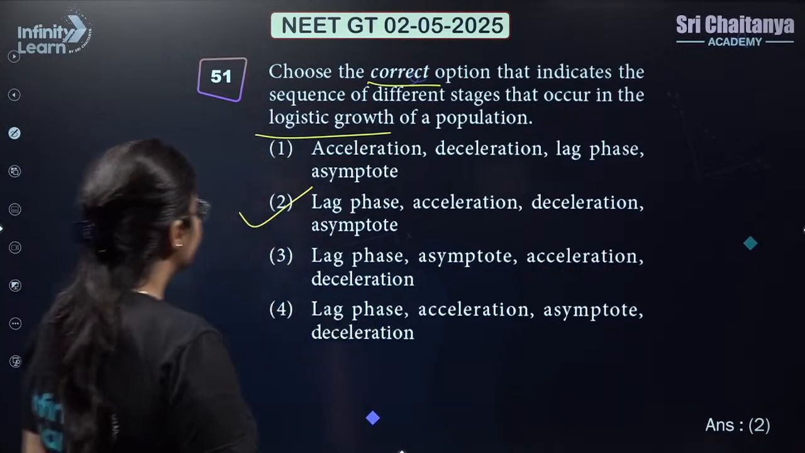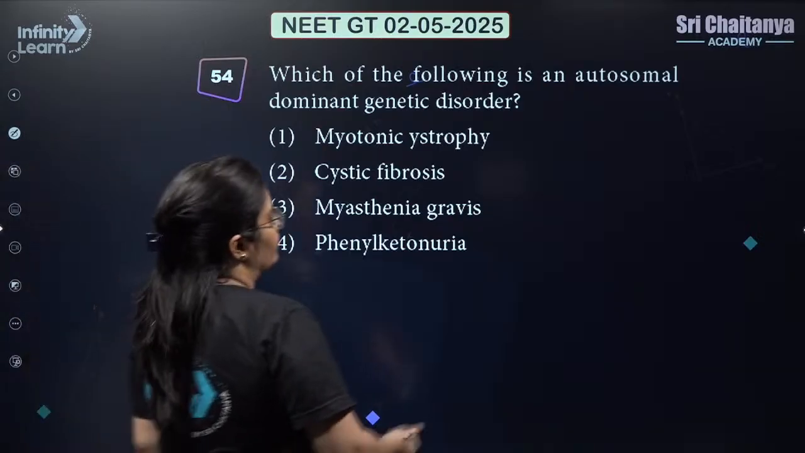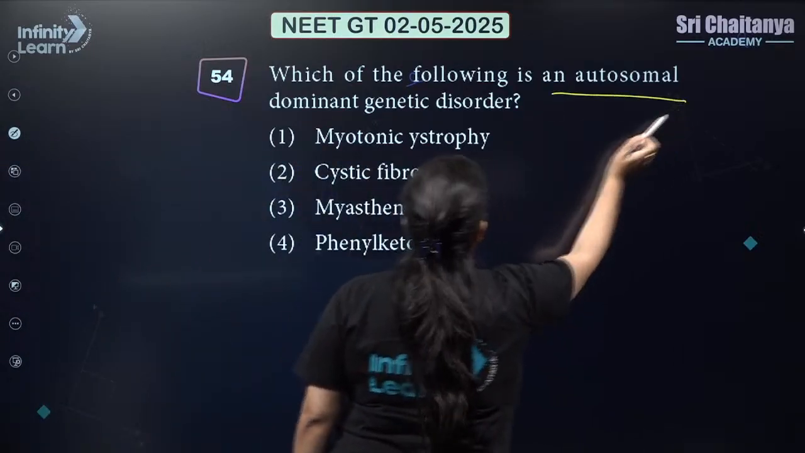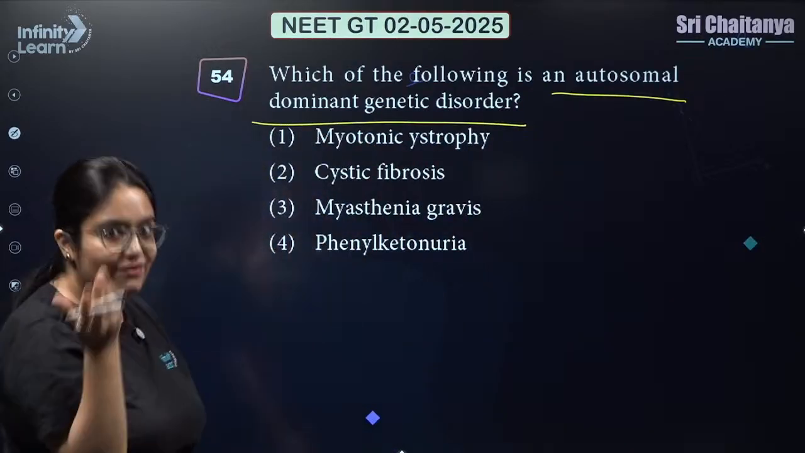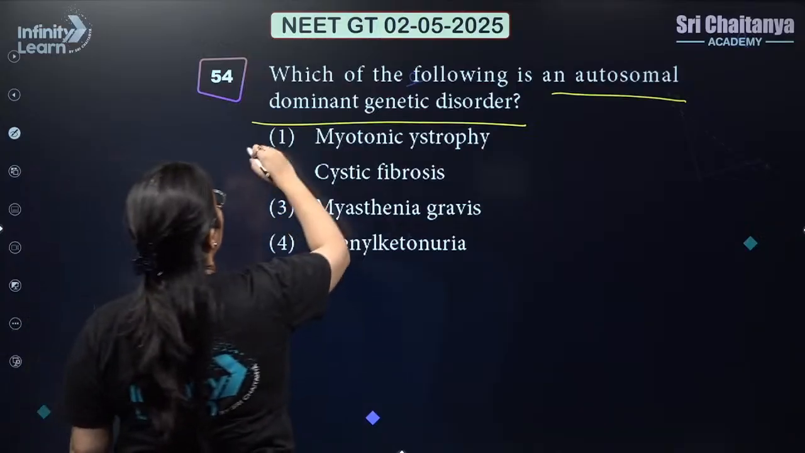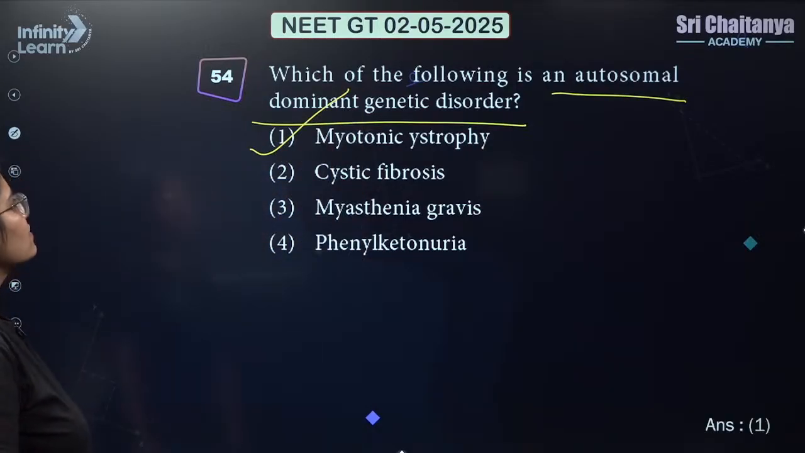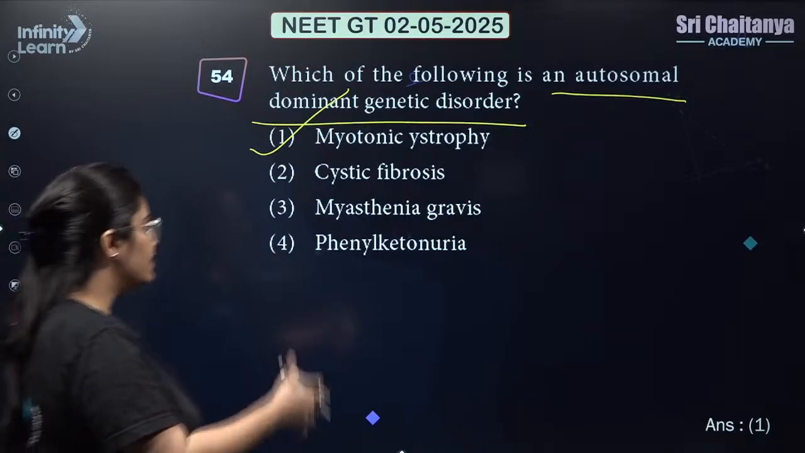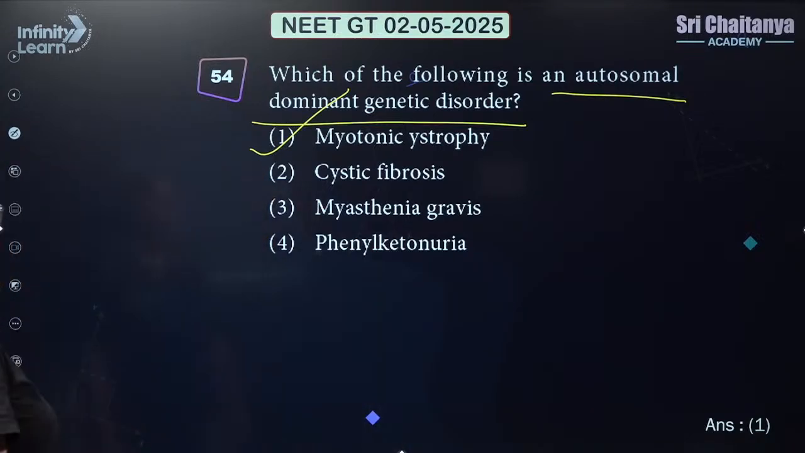Next question. Which of the following is an autosomal dominant genetic disorder given in your NCERT? Very simple. First option, myotonic dystrophy. So the correct answer for this question is 1. Myotonic dystrophy is the autosomal dominant genetic disorder. Next question on your screen, guys.